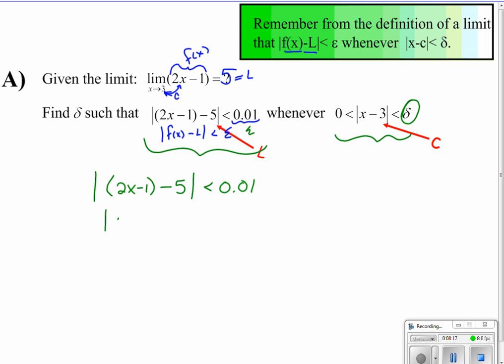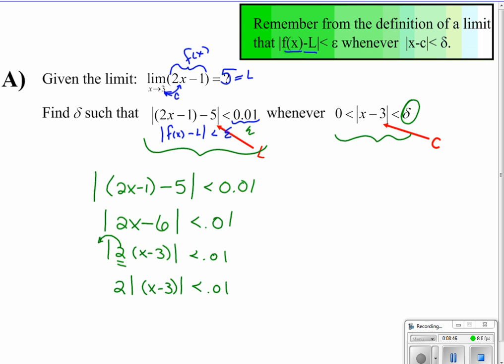We can simplify inside the absolute values, so that gives us the absolute value of 2x minus 6 is less than 0.01. Factor a 2 from this, and if I do so, 2 would come out and it would leave me x minus 3. Since 2 is positive, there's really no harm done in bringing it all the way out of the absolute value sign. And I end up with a statement that looks like that. Now, let's just divide by 2. And that gives us the absolute value of x minus 3 is less than 0.005. And I really can't take that any further. It's simplified basically as far as I want to take it right now.